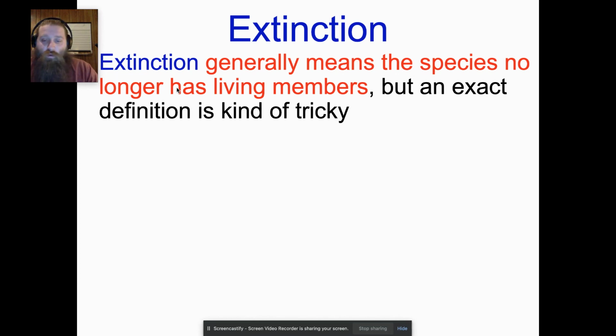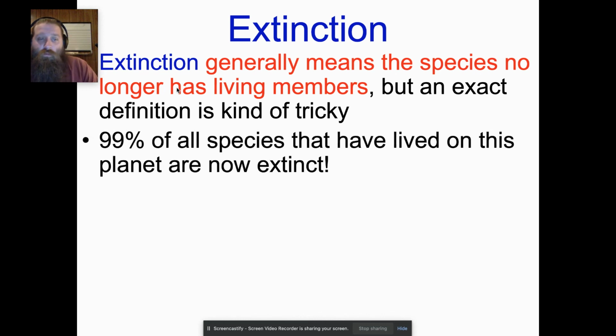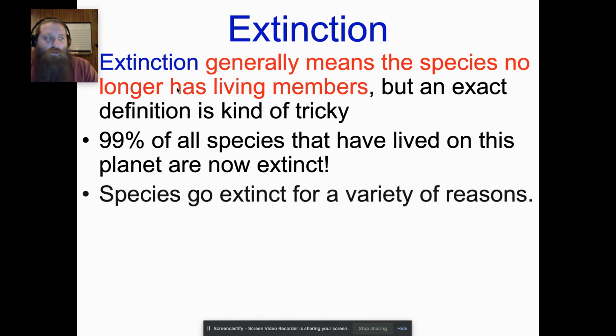A good example of that is the coelacanth, a big fish that we thought was extinct, and then somebody happened to catch one, right? So that can happen. But generally speaking, extinction means the species no longer has any living members. Now, something interesting to think about: the vast majority of species that have lived on our planet from the beginning of life to now, 99% of them are extinct already. And they can go extinct for a lot of reasons, all right?